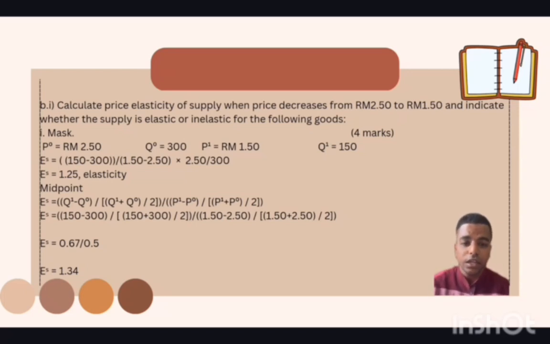So, based on the data we have, the initial price P0 of mask was 2 ringgit 50 cent, and the initial quantity supplied Q0 was 300 units. The new price P1 was 1 ringgit 50 cent, and the new quantity supplied Q1 was 150 units. Now let's calculate the price elasticity of supply. Using the formula, ES equals quantity change divided by price change times P0 divided by Q0. So the answer we get is 1.25. It means elastic because the answer is more than 1.